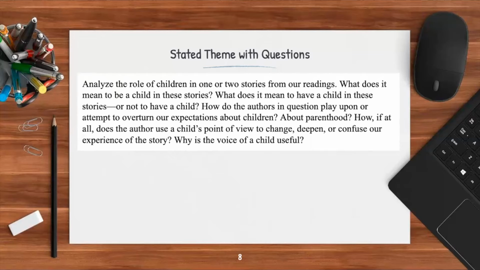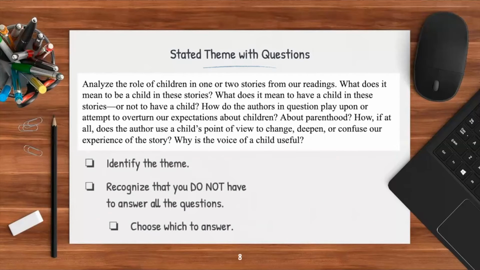What does it mean to have a child in these stories or to not have a child? How do the authors in question play upon or attempt to overturn our expectations about children, about parenthood? How, if at all, does the author use a child's point of view to change, deepen, or confuse our experience of the story? Why is the voice of a child useful?